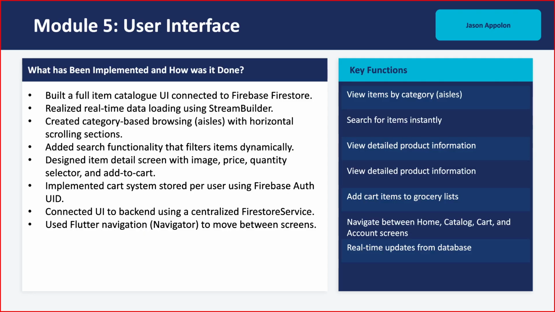For this module, we focused on building the full user interface and connecting it to the backend. The catalog UI is fully integrated with Firestore, and we use Stream Builder to handle real-time data updates so the UI always reflects the latest data. We also designed category-based browsing with horizontal scrolling, making it easy for users to explore items by aisle. Search functionality was added to filter items instantly as the user types. On the product side, we created a detailed item screen that includes images, pricing, and quantity selector, along with the ability to add items to cart. The cart system is tied to each user using Firebase authentication. Overall, this module brings together the front end and back end to create a responsive, user-friendly experience.